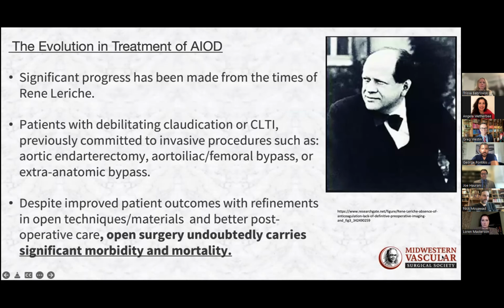So the evolution of aortoiliac occlusive disease has been described from the time of Leriche, and patients who had debilitating claudication or CLTI were committed to some pretty invasive procedures: aortic endarterectomy, aortoiliac and aortofemoral bypass, as well as extra-anatomic bypass when they weren't candidates for the other two due to their comorbidities. As we know, vascular patients, we take care of the sickest patients in the hospital, undoubtedly.